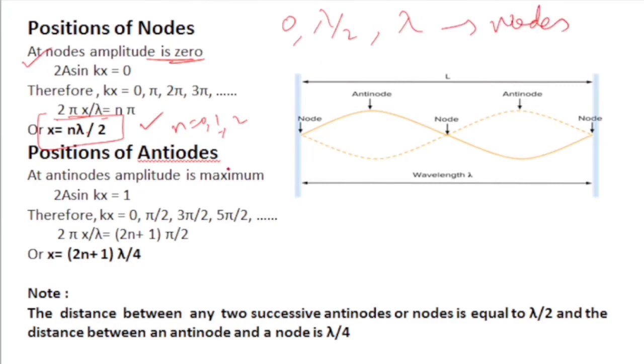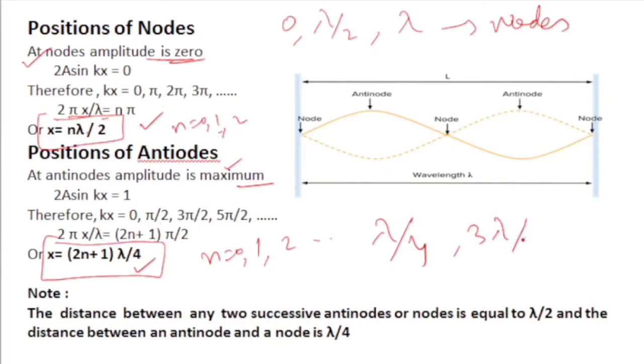Right? Now, the position of antinodes. It is the position where the amplitude is maximum. It means 2A sine kx is plus or minus 2A, so sine kx is plus or minus 1. So sine theta is 1 at pi by 2, 3 pi by 2, like this. So after calculating this, you get x equal to (2n plus 1) lambda by 4. This is the position of an antinode. When you put n equal to 0, 1, 2, 3, and so on, n is 0 means at lambda by 4, the first antinode is formed. When n is 1, it means 3 lambda by 4, the second antinode is formed.